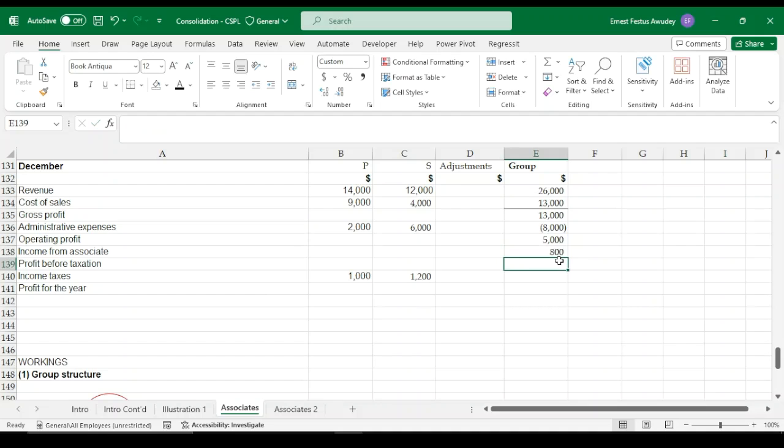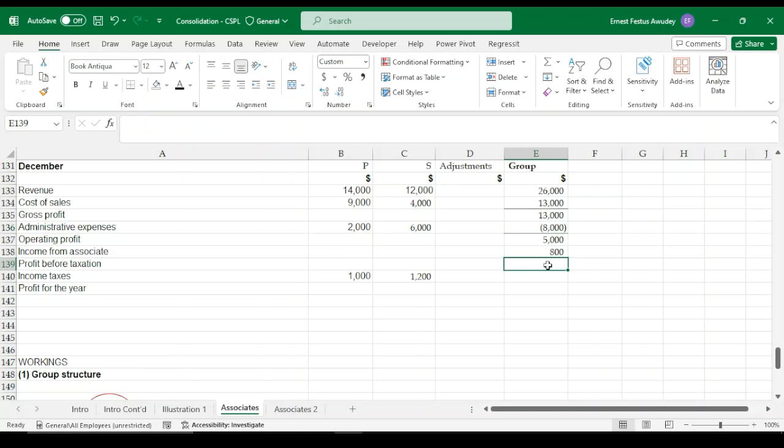So when it comes to the share of the profit of the associate figure, all we are doing is calculating the post-acquisition profit of the associate, the profit that the associate has made since its acquisition by the parent. Then we multiply that figure by the parent's shareholding in the associate, in this case 40%. So that is what we have right here.